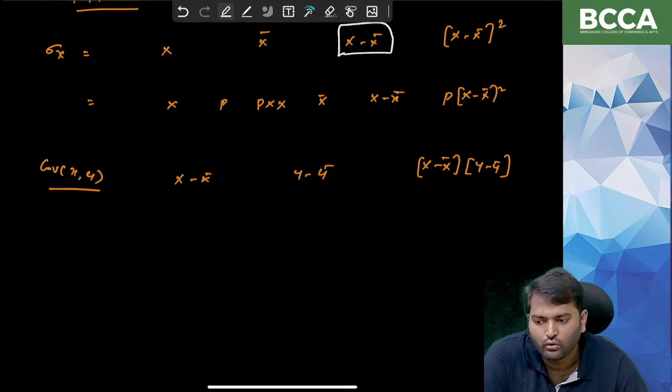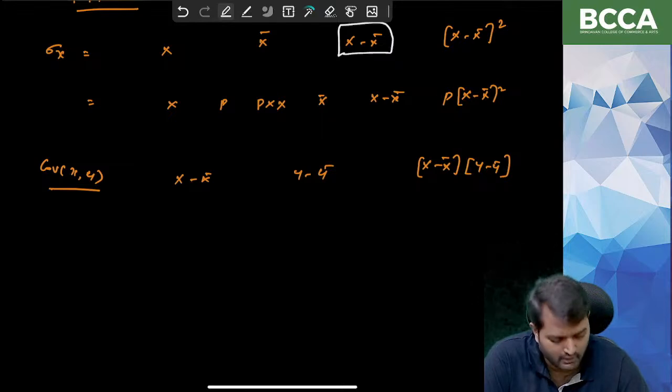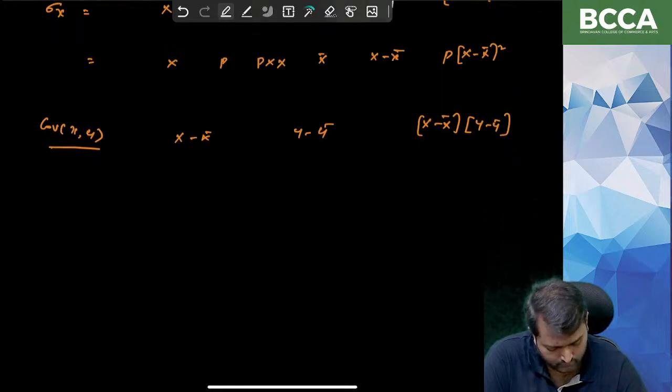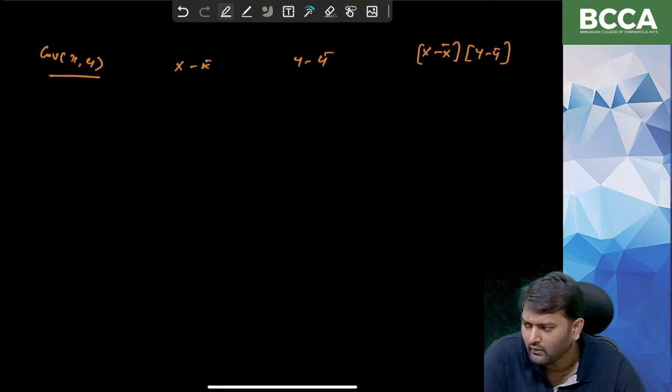And y minus y bar, and x minus x bar into y minus y bar for covariance of x comma y. Because covariance of x comma y denotes co-movement of securities. So that's why x minus x bar, y minus y bar. We are multiplying the deviation of x with the deviation of y. Okay, done. Covariance of x comma y, fine.